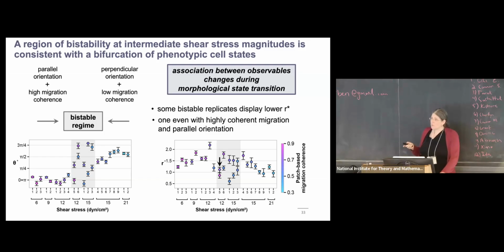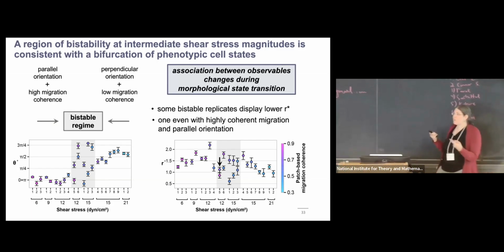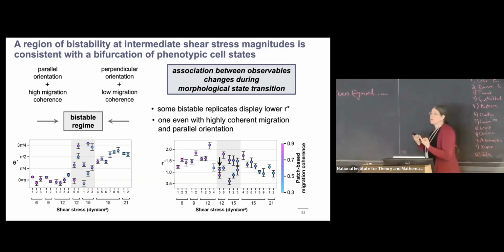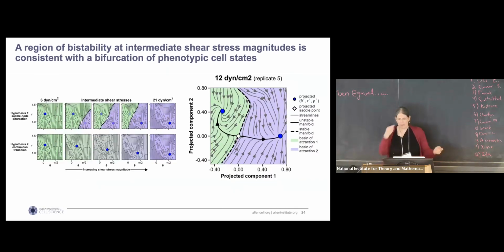What that all sums to, which is what makes this so exciting as we move forward, is that the association between these observables changes. So we can start getting at the mechanism of how these interact with each other during the state transition in a really stable way, because we can actually pin them at each of these shear stresses, or because we can eventually do those experiments where we pull them in.